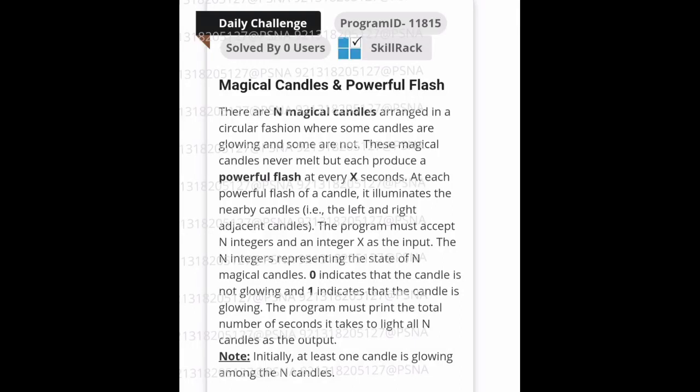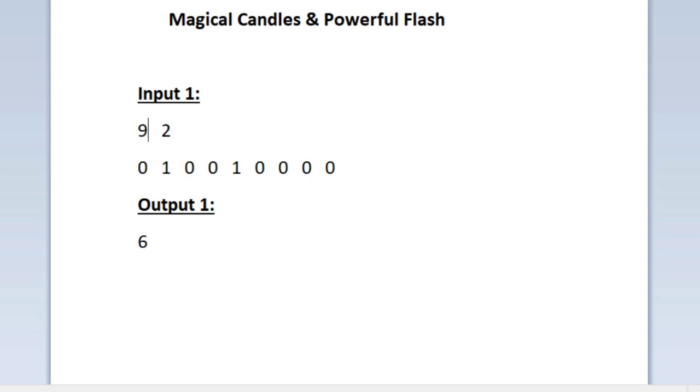This is the question asked in today's SkillTrack daily challenge. So in the first line of our input, we are given two integers. The first integer is n and the second integer is x. And after that, in the second line, we are given n integers as input. So these n integers will be either 0 or 1.